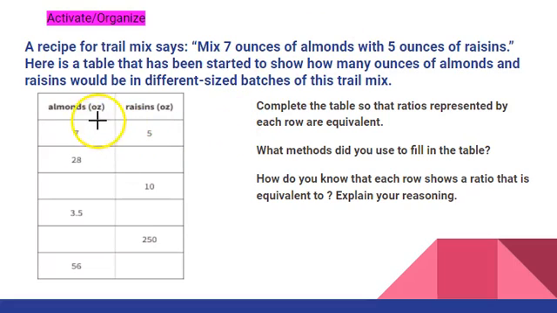So we have almonds and raisins in our table here. For this, we have 7 ounces of almonds to 5 ounces of raisins. They've given us parts. Let's see if we can figure out what the missing parts are.